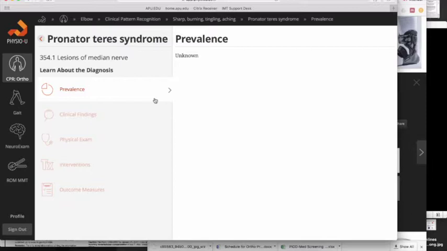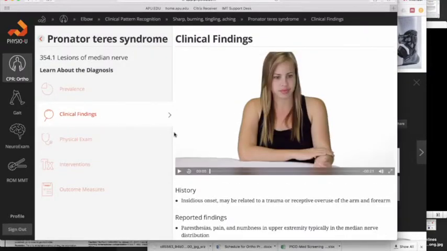But there's enough in the literature, you'll see if you did a search, that it is a very real entity that we may see in the clinic. You can watch the clinical findings video of the patient complaining of forearm aching or pain and radiation into the hand, particularly the thenar region. And there often is a history of overuse.